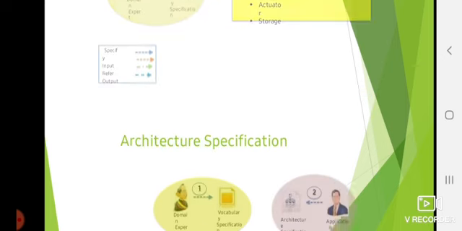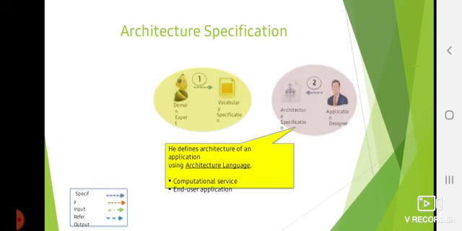Next, we have to see about the architectural specification. The architecture specification also consists of the vocabulary specification, where the domain expert specifies the vocabulary. Then the application designer specifies the architecture. He defines the architecture of an application using a particular architecture language, here computational service and end user application.